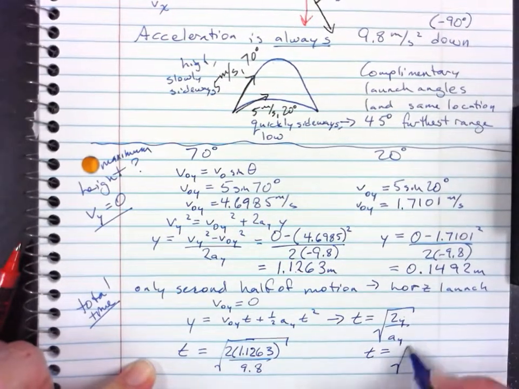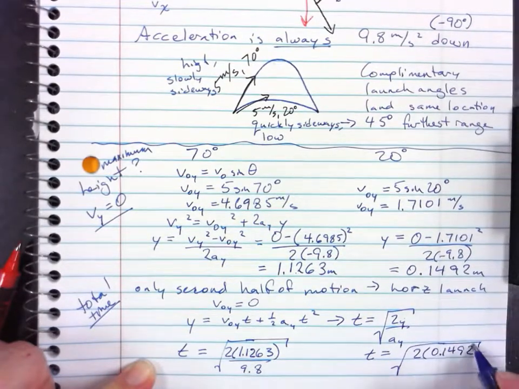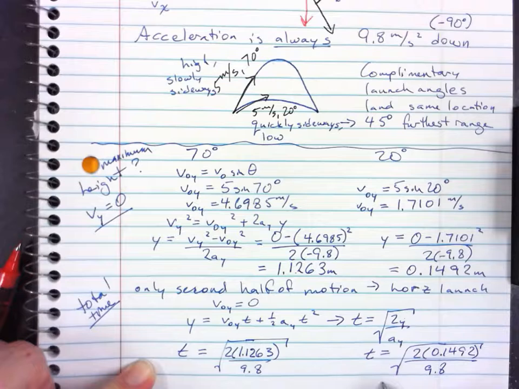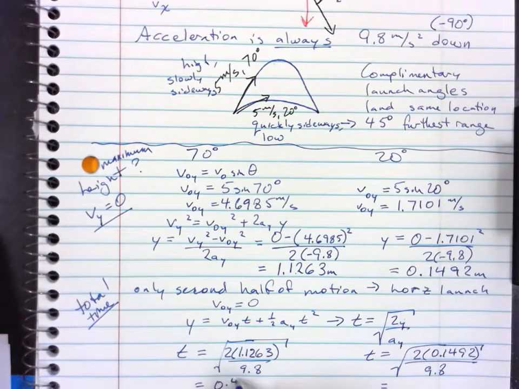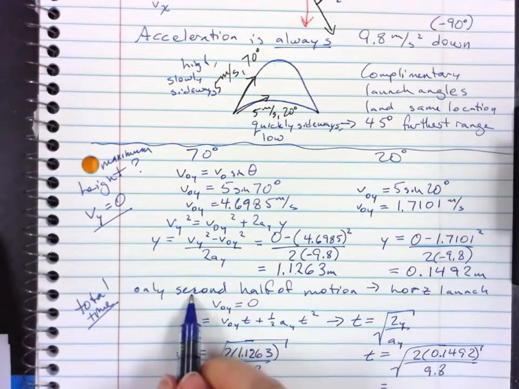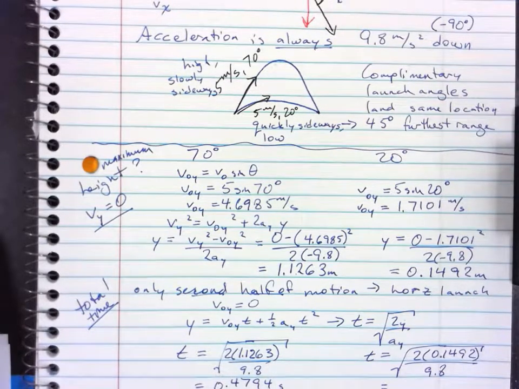Time over here is the square root of 2 times 0.1492 divided by 9.8. So the square root of 2 times 1.1263 divided by 9.8 equals 0.4794 seconds. That's not our answer because this is only the second half. So we need to double it to get 0.9589 seconds in the air.